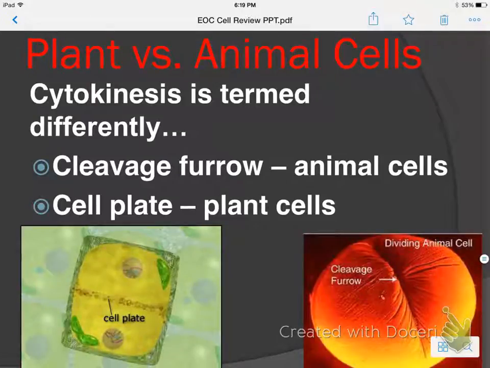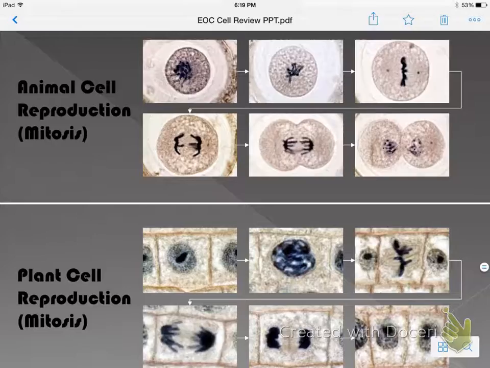So plant versus animal cells, the big difference is cytokinesis. It's a cleavage furrow in animal cells, cell plate in plant cells.